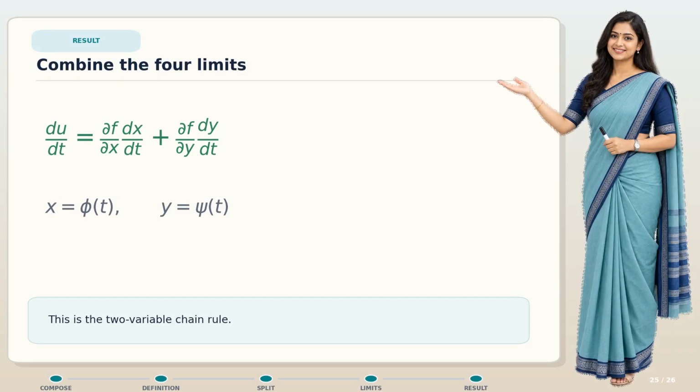Finally, combine the four limits. We obtain du by dt equals partial f by partial x times dx by dt, plus partial f by partial y times dy by dt. The partial derivatives are evaluated at x equals phi of t and y equals psi of t. This is the two-variable chain rule, proved directly from the definition of a derivative.